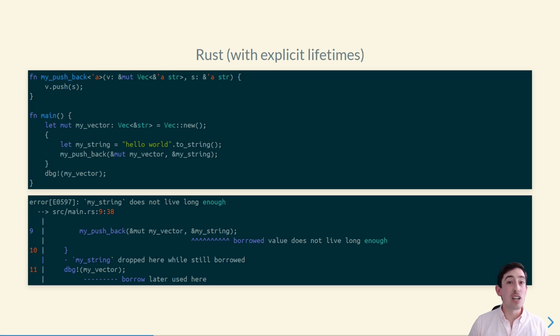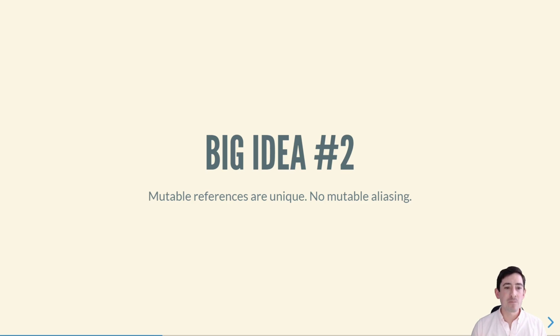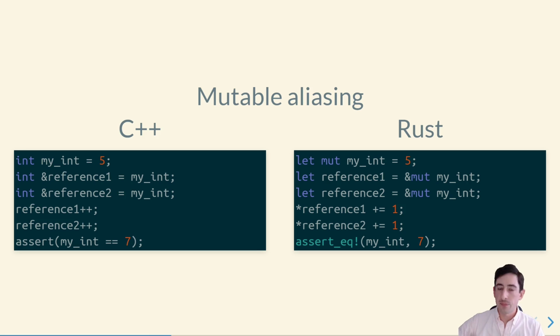So big idea number 2, moving right along. Mutable references are unique. No mutable aliasing. In the previous section, we were mostly looking at C++ examples that were bugs, right? So when ASan yells at you, your code is bad and you should fix it. So the lifetime rules often feel very helpful. They take some getting used to, and those annotations obviously take some getting used to, but they're catching real bugs that we know we shouldn't be writing.